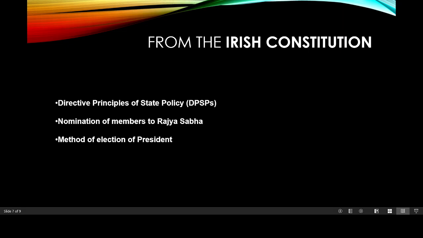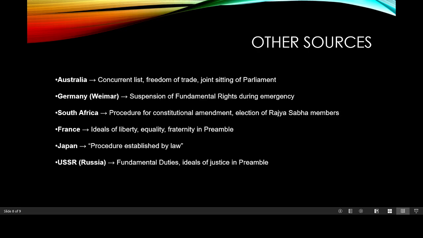Then nomination of members to Rajya Sabha. So here we will see in the further slides where the election of Rajya Sabha is mentioned. You have to compare and read. Nomination of members of Rajya Sabha is from the Irish Constitution. DPSP is from the Irish Constitution. Method of election of president is also from the Irish Constitution. That is from Ireland.